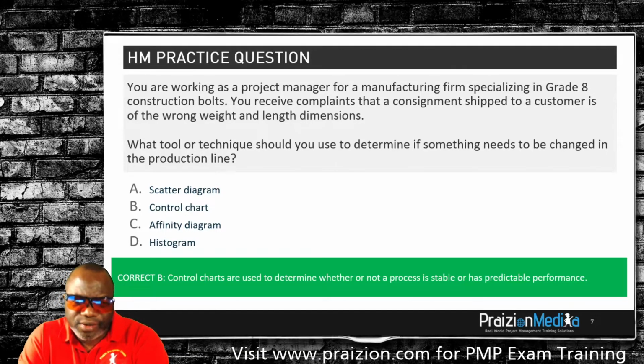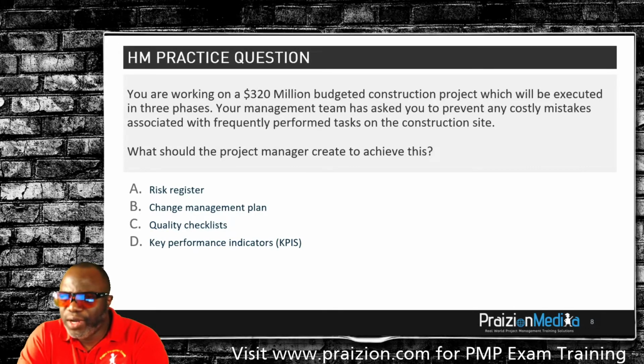All right, here's another question. You're working on a $320 million budgeted construction project which will be executed in 3 phases. Your management team has asked you to prevent any costly mistakes associated with frequently performed tasks on the construction site. What should the project manager create to achieve this?